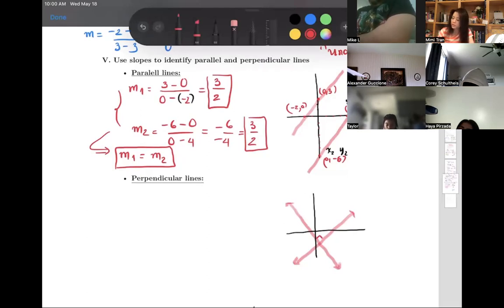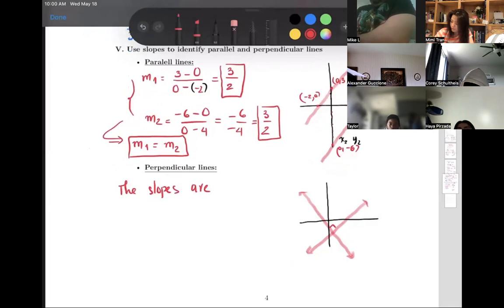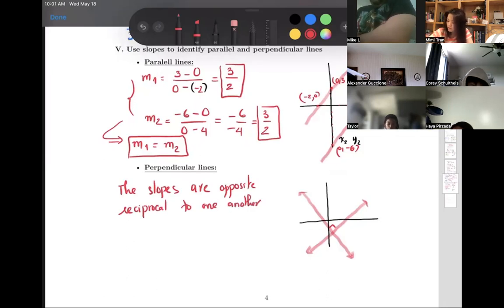So for the perpendicular, I'm just gonna give you the happy ending. So the slopes for the perpendicular lines are opposite reciprocal to one another. Remember these two, opposite reciprocal, very important.